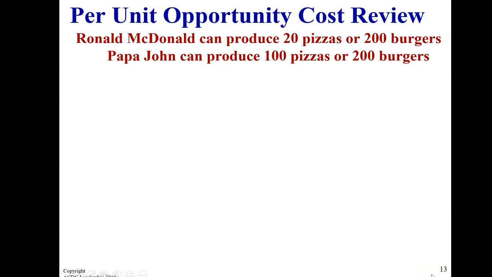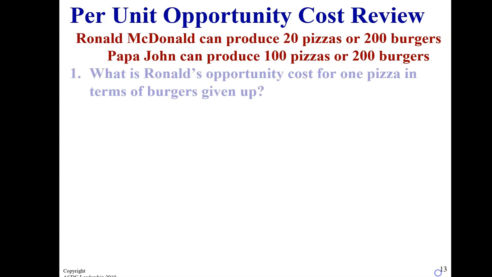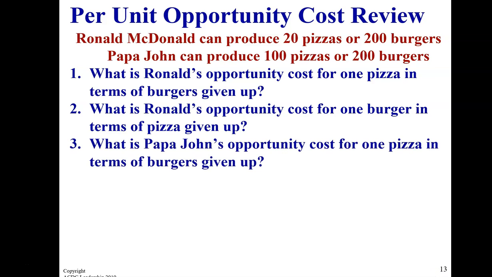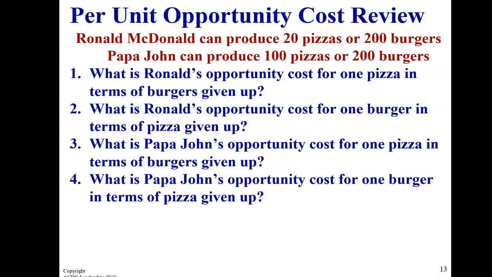Ronald McDonald can produce 20 pizzas or 200 burgers, and Papa John can produce 100 pizzas or 200 burgers. What is Ronald's opportunity cost for 1 pizza in terms of burgers given up? What's Ronald's opportunity cost for 1 burger in terms of pizza given up? What is Papa John's opportunity cost for 1 pizza in terms of burgers given up? And what is Papa John's opportunity cost for 1 burger in terms of pizza given up?